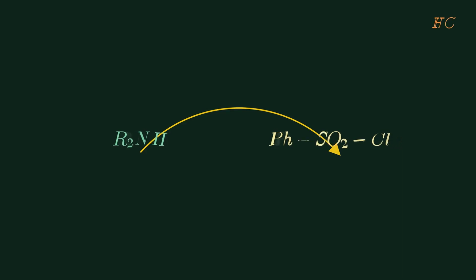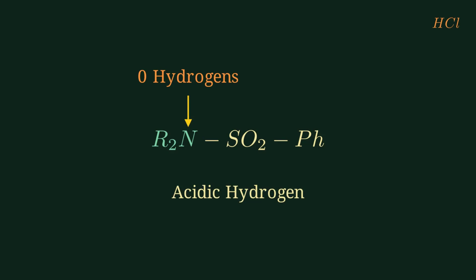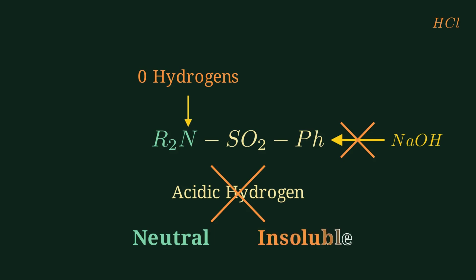Now, let's look at the secondary amine. It also attacks the sulfur and kicks out the chlorine. But because it only had 1 hydrogen to begin with, it has 0 hydrogens left once the sulfonamide is formed. There is no acidic hydrogen for the sodium hydroxide to grab. The molecule remains neutral and insoluble.